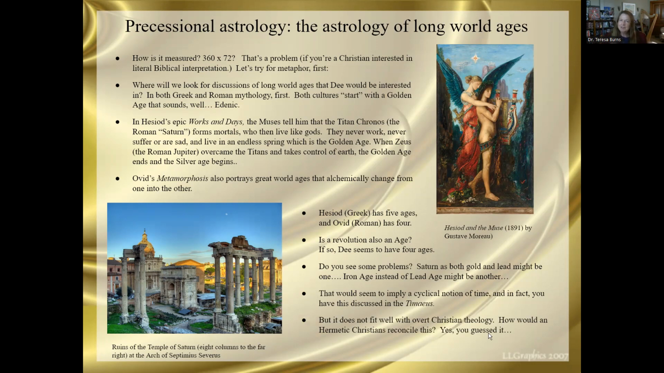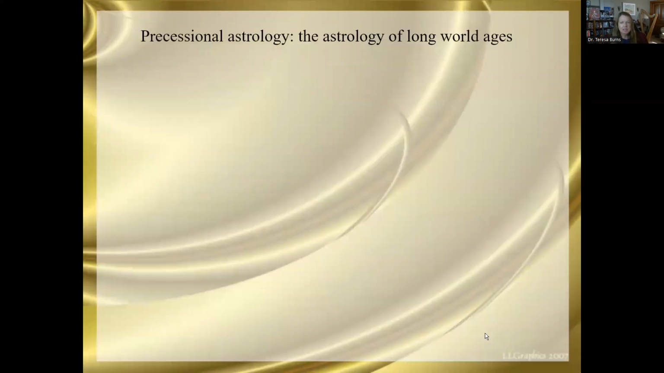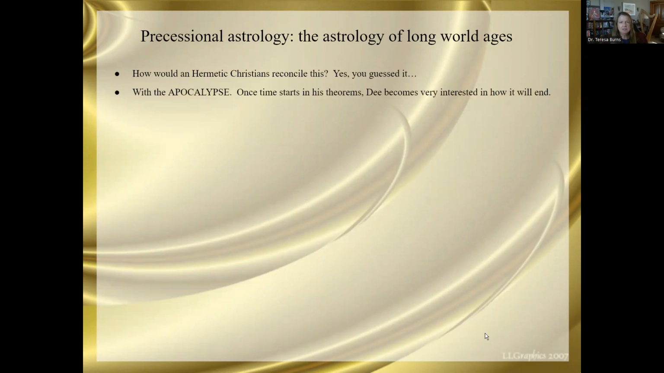But that doesn't fit well with overt Christian theology, where to many people, not all, but many, there is an end, and that end is the apocalypse, even though that's not what the Greek word it's derived from means. So we're going to explore this more. But first, let's ask, how would a Hermetic Christian reconcile this idea that long world ages deal with long cycles, just like a year deals with a short cycle? You probably guessed it. They are going to deal with it by having an apocalypse.